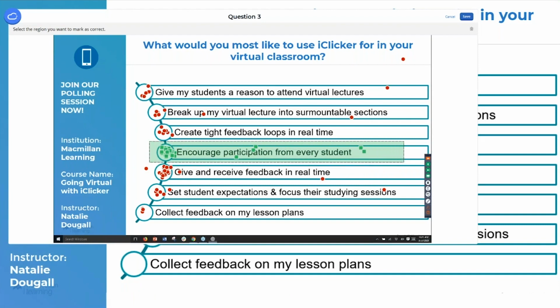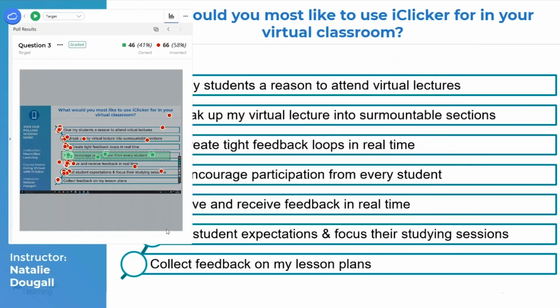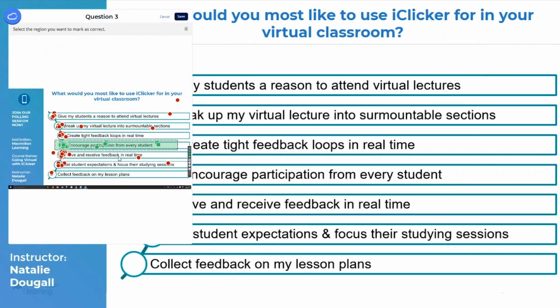And you can see how all the answers within the box turn green and all the ones that are outside turn red. And then I click save. And if you're in a different place, it is going to say you're wrong. But you know what? I don't like that. I'm going to regrade this one because I don't want anybody to feel like their motivations for using iClicker are wrong.